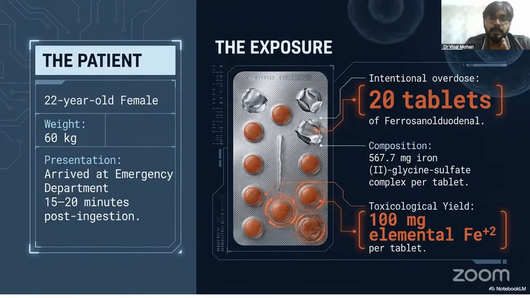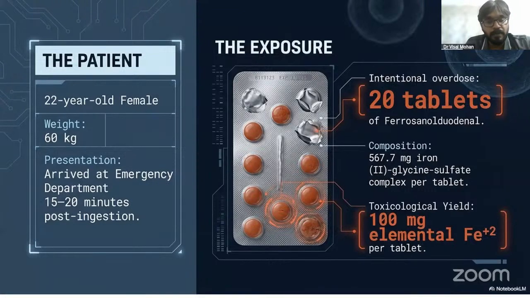Okay, for example, in our ED, we get a 22-year-old female who is around 20 weeks pregnant, around 60 kgs, brought in by her boyfriend to the emergency department with complaints. So we should know possibly this might be a case of ingestion 15 to 20 minutes ago.